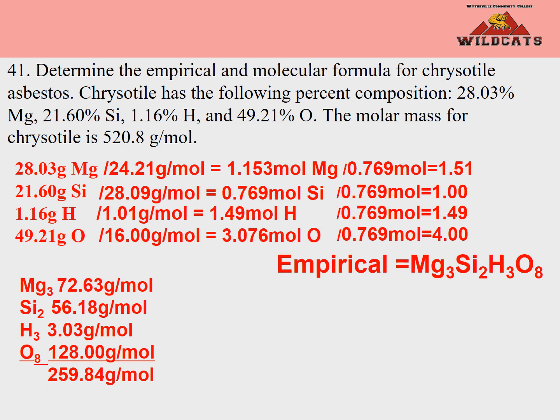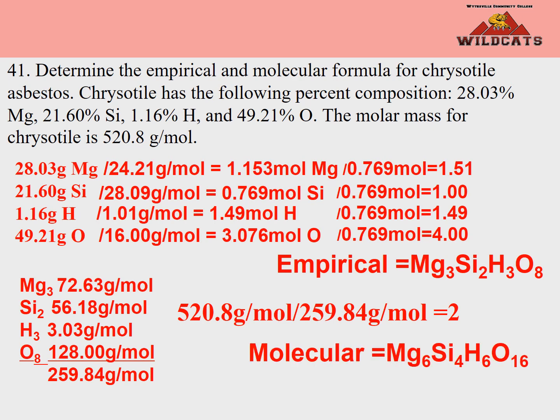But if you'll notice, the molar mass given in the problem is 520.8. So they're not the same. To find the molecular formula, it's going to be a difference of a whole number. So I'm going to take the big one divided by the small one. My molecular formula is going to be twice as big as my empirical formula. And I end up with Mg6Si4H6O16.